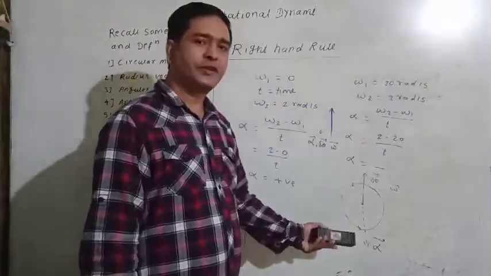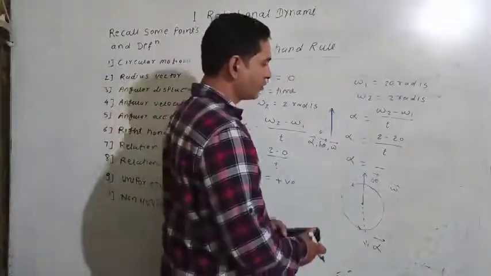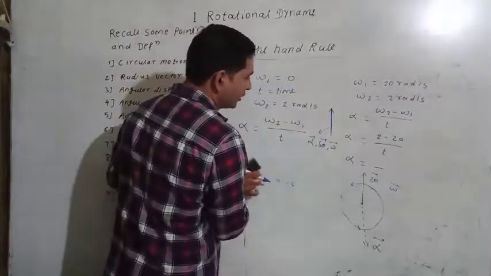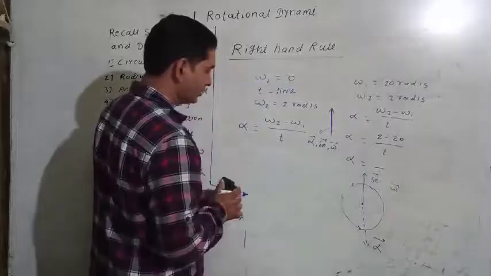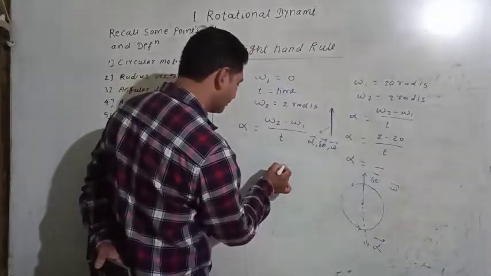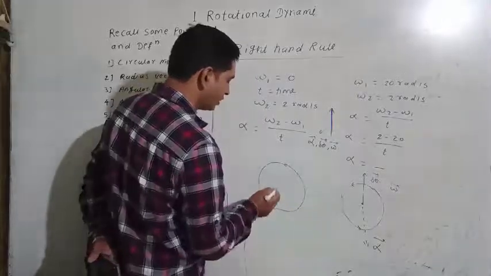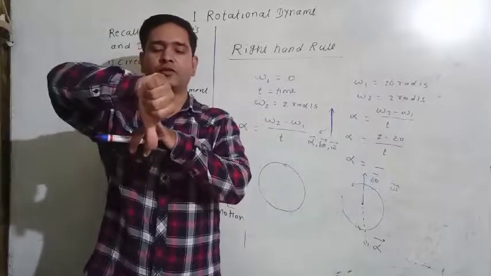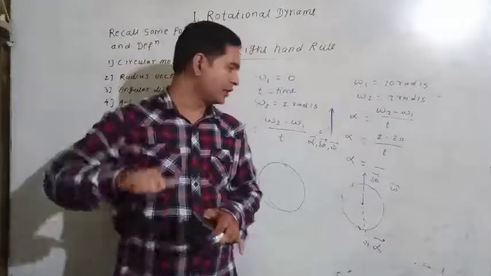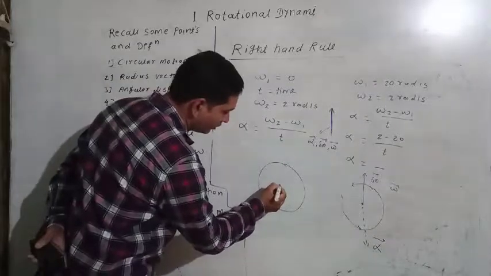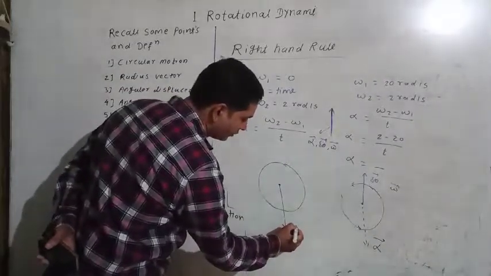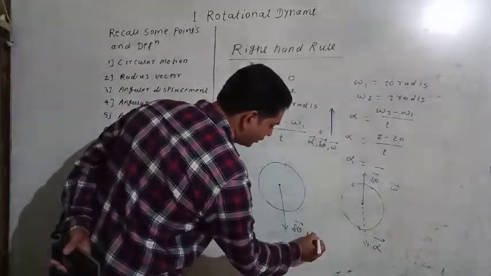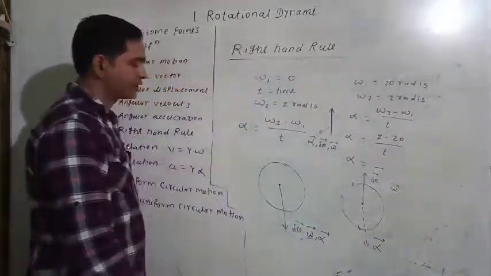If it is in clockwise direction, here we take the clockwise, then we get the same condition. Suppose alpha is negative, then in clockwise direction we get the right hand rule like this. The direction of this thumb is downward. So therefore here we get del theta, omega and alpha. So these are the directions.